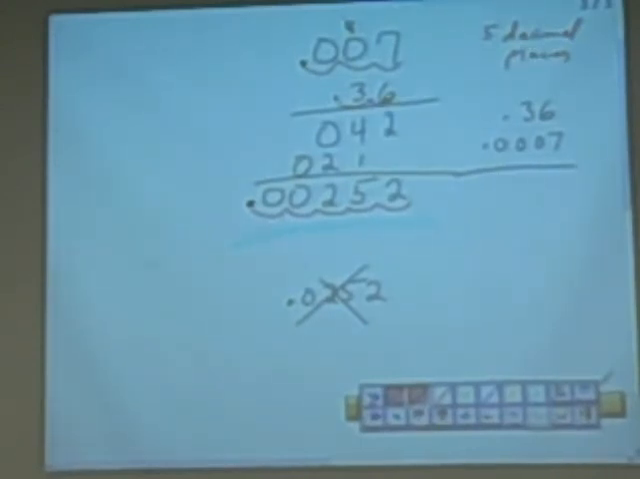Okay, so that concludes our lesson for Unit 3, Lesson 2, add, subtract, and multiply decimals.